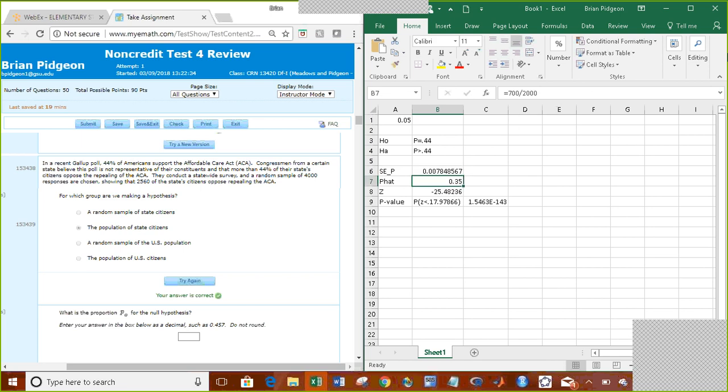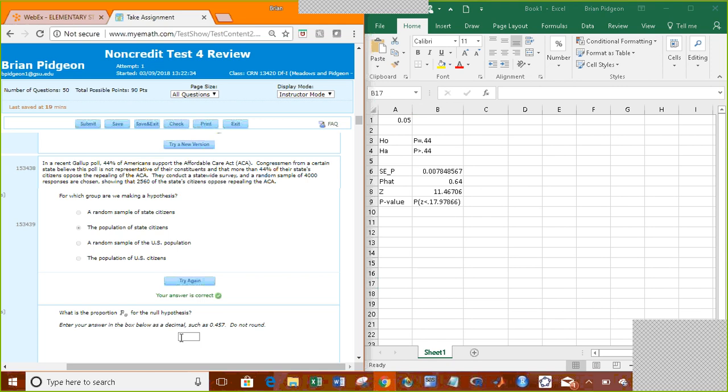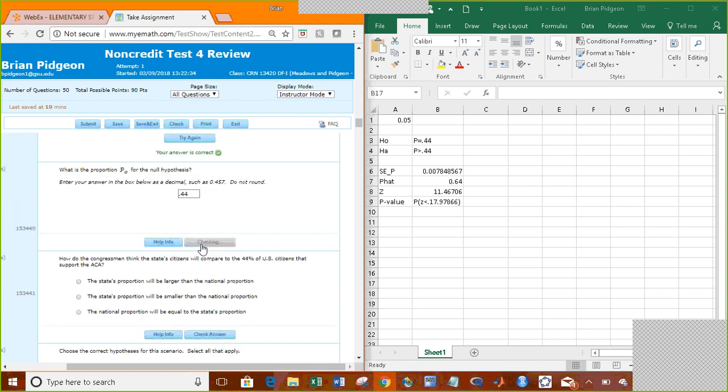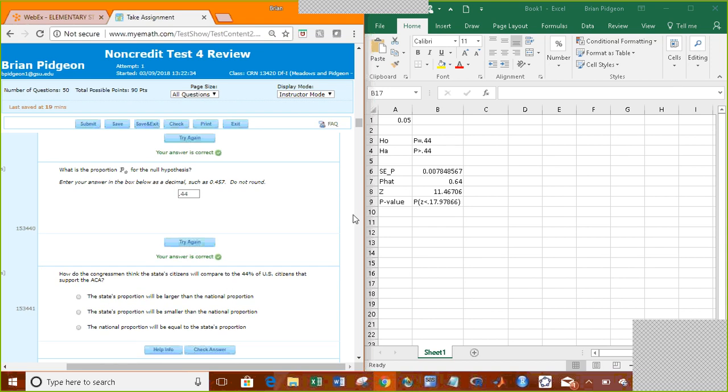Our p-hat is 2560 out of 4,000. And then I'll erase the p-value. So everything else is basically the same. I just changed the numbers I already had in there. So what's the p-naught? That's 44%. The congressman thinks that more than the national proportion.